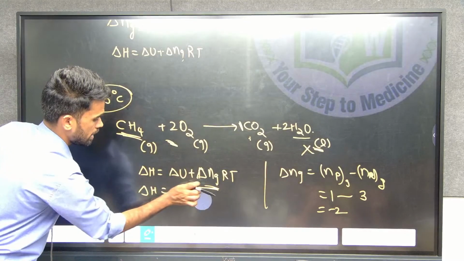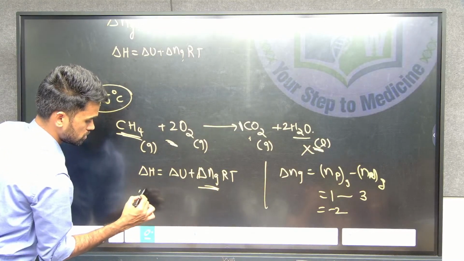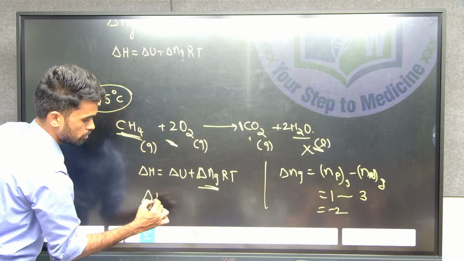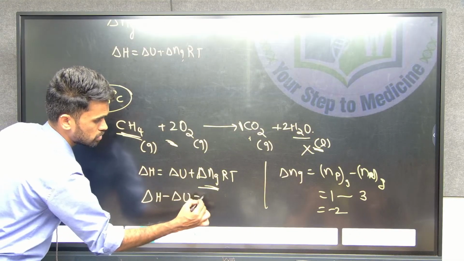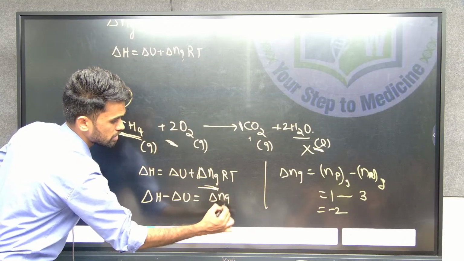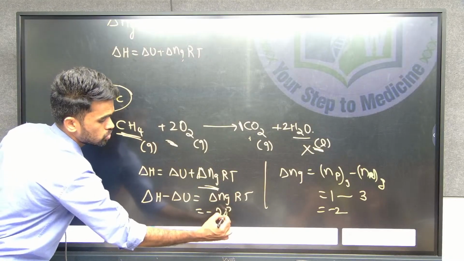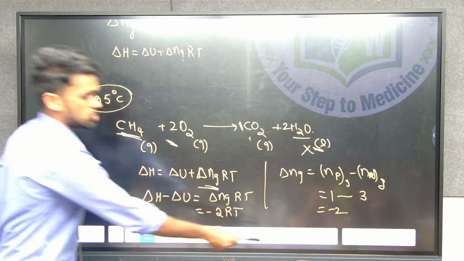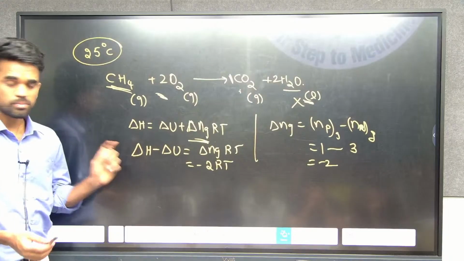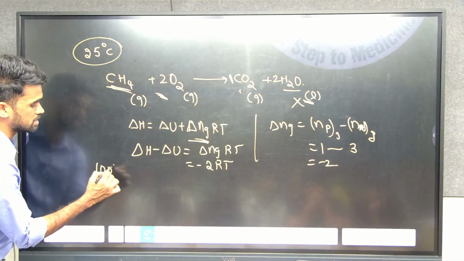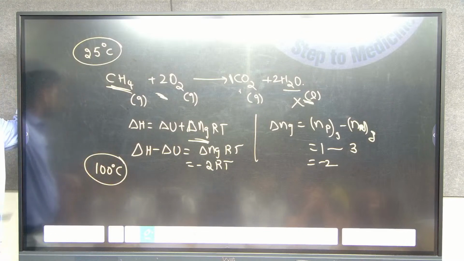So delta H minus delta U is equal to delta Ng RT. So what is the delta Ng value you got? Minus 2 RT. Okay, so like this you need to calculate. Okay. Next one, the same question, if they ask it at 100 degrees Celsius, what is your answer?